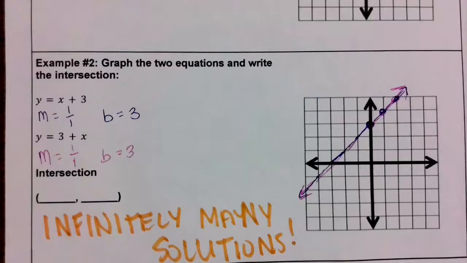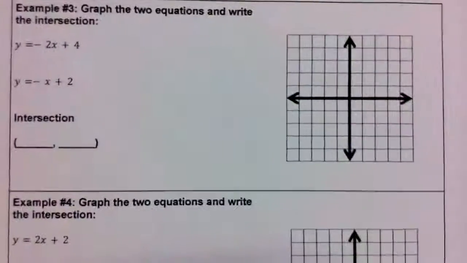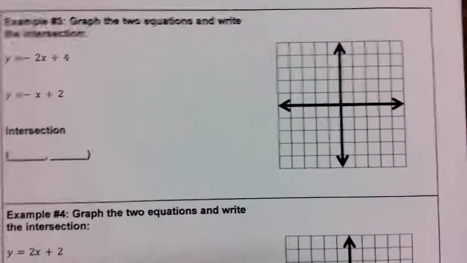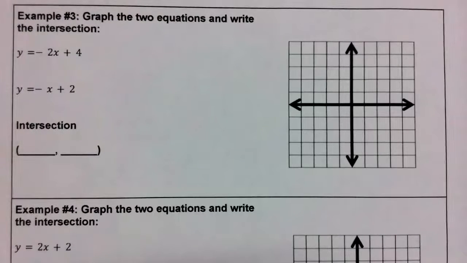Okay, infinitely many solutions. So that's the one where they're the same thing over and over. So now, looking at the second page, this one will have one intersection just like the first one. All right, so take a moment, write what m and b is for both of these, and then let's check ourselves.